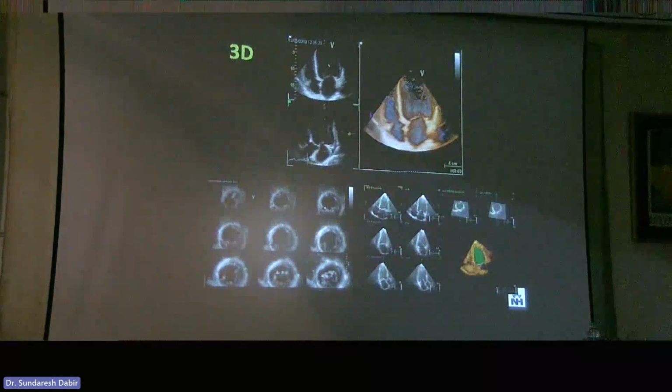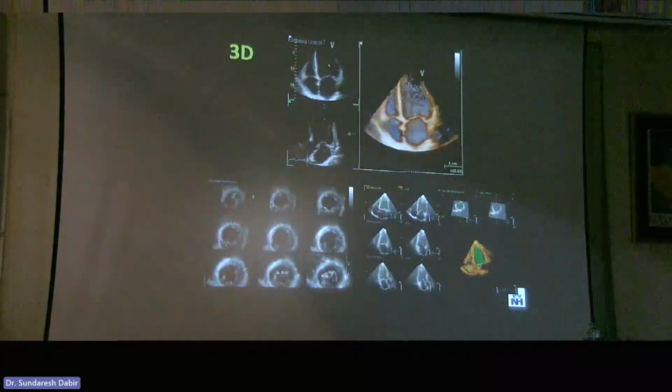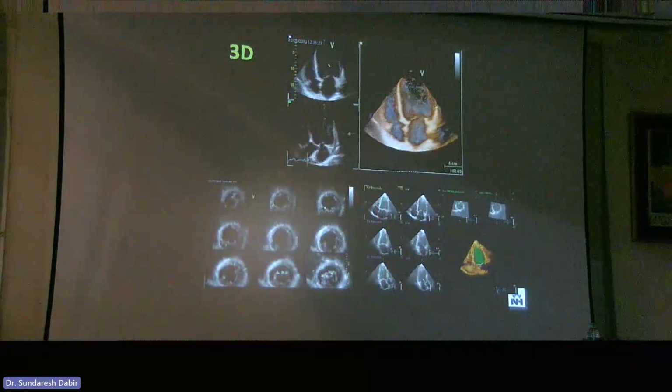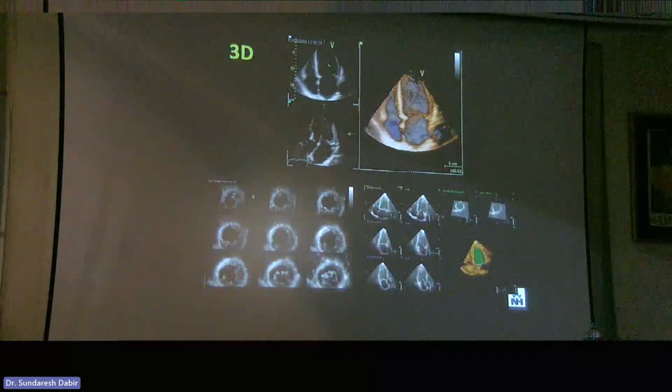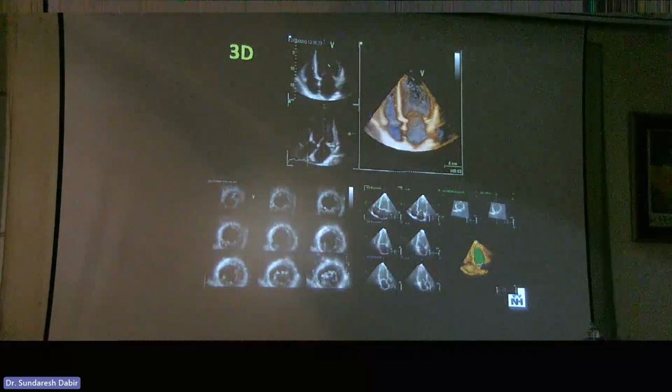And what about 3D EF? The role of 3D also. Here, primarily the role of 3D would be to look mainly at the EF itself, and to some extent, if you use the multi-slice, it can give you a better perspective as far as the wall motion is concerned, or if there's any thrombus, you can look at it. So it has a very limited role.